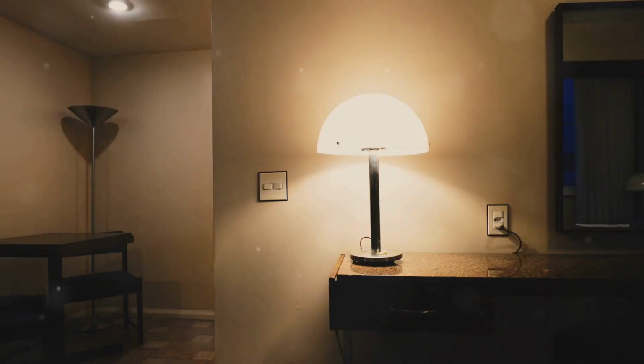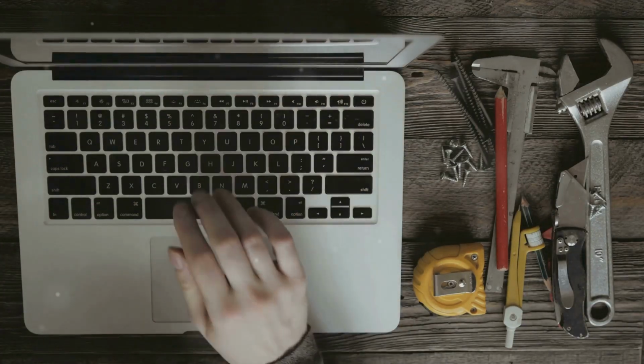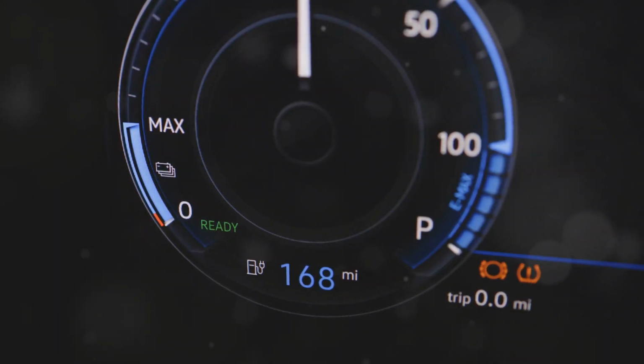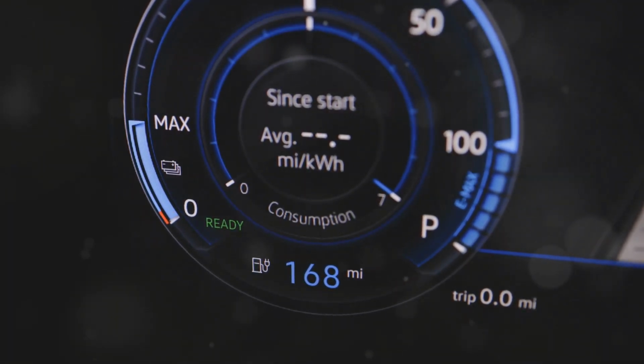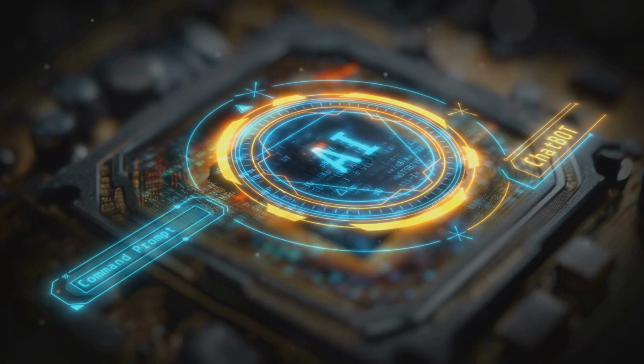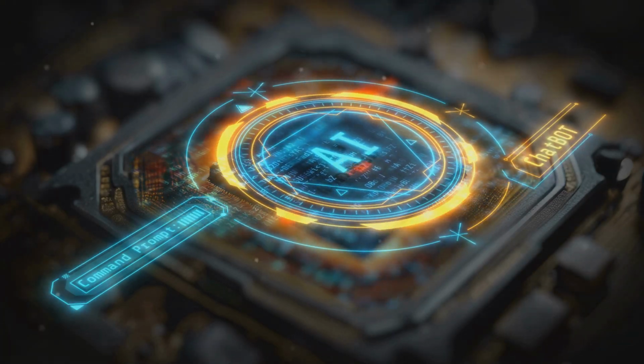Think of it like this. You wouldn't leave all the lights on in your house when you're not using them, would you? That's just wasteful. Similarly, your devices shouldn't be running at full power when they're just sitting idle. Power management is all about optimizing power consumption by intelligently adjusting performance based on usage. This is especially crucial for AI applications, which are notorious for being power-hungry beasts.